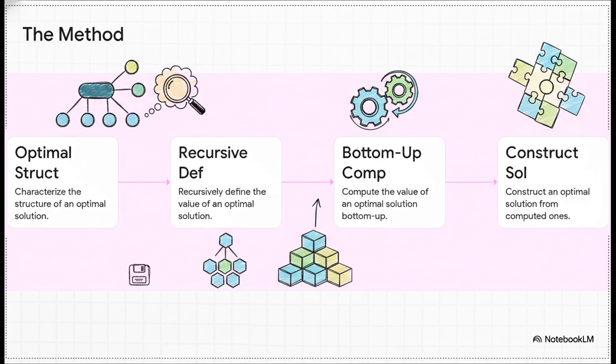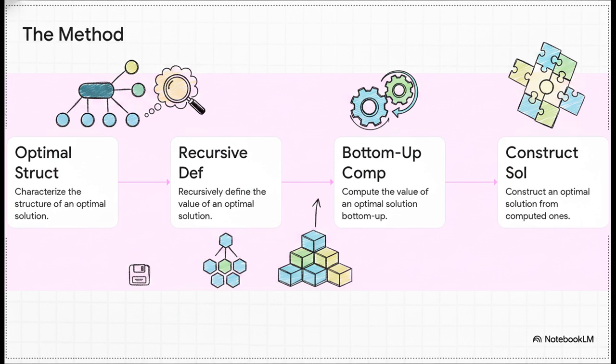According to our source textbook, there are 4 fundamental steps to this methodology. Step 1 is to characterize the structure of an optimal solution. Step 2, we recursively define the value of that optimal solution. Step 3 is to compute the value, typically in a bottom-up fashion. And Step 4, we construct the final optimal solution from those computed optimal subsolutions.